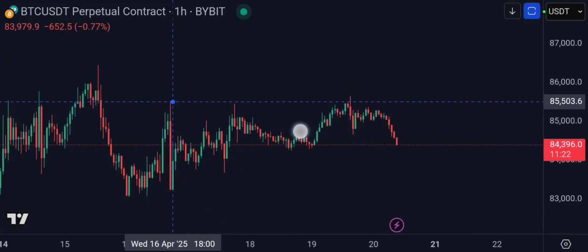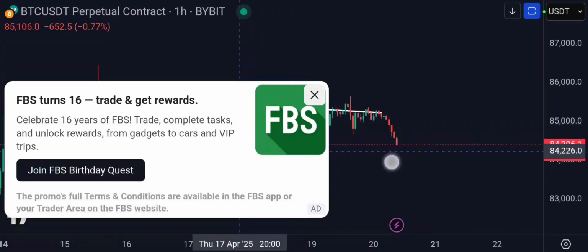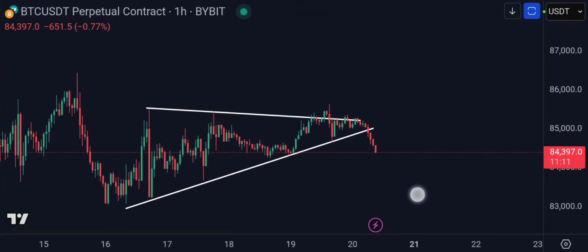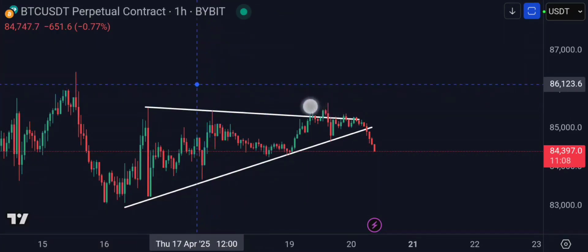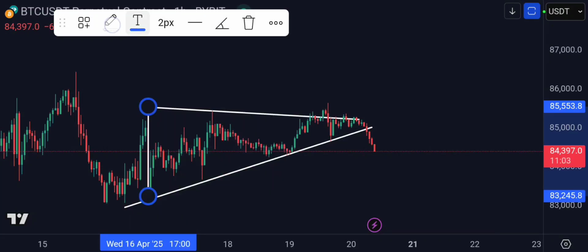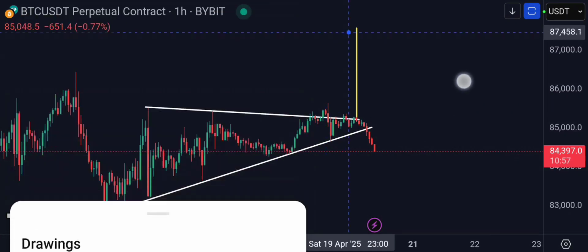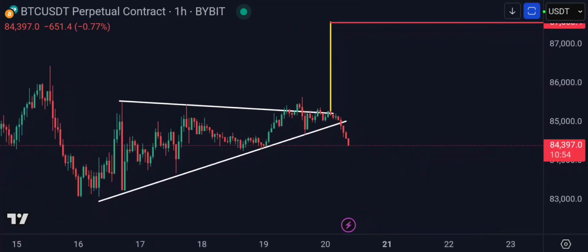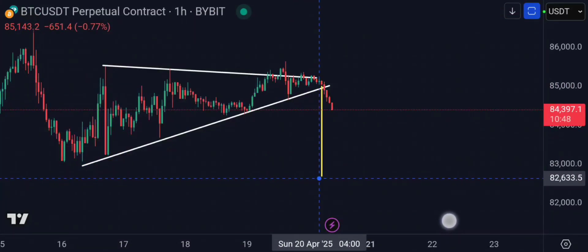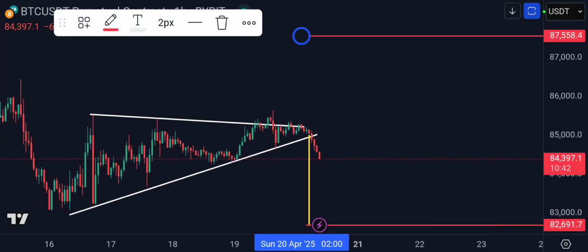Firstly, we had ourselves a symmetrical triangle sometime this week. And as you know, the pattern of a symmetrical triangle is bilateral. That means it could actually go to the upside or to the downside. Now, with a price target of this level, our symmetrical triangle was stated. To the buy side, at around the price target of 87,005, and to the downside, sell side, with a price target of around 82,006, 82,007 level.